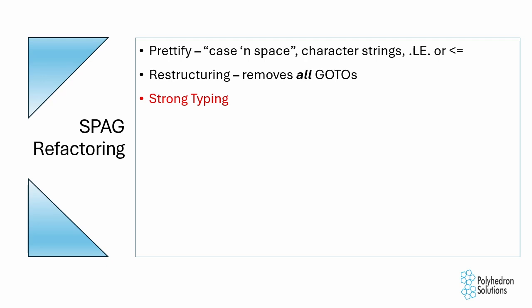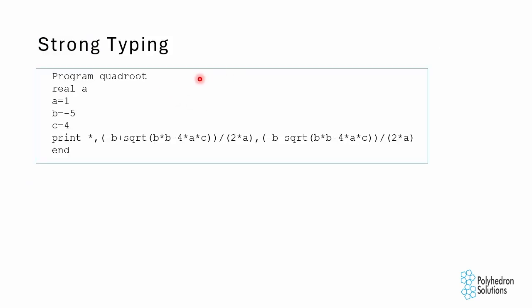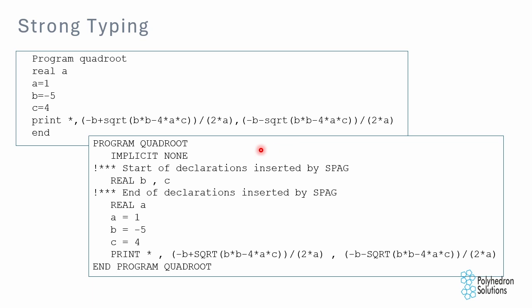Another weakness of old style antique Fortran was the lack of strong typing. For example, in this case, you can see that although one variable A has been declared, there are two variables B and C which have not been declared. In a case like that, SPAG can insert the missing declarations and in addition insert implicit none so that the same sort of problem won't happen again.